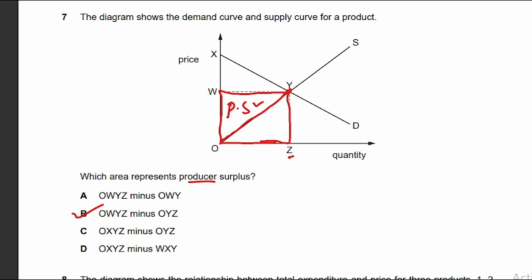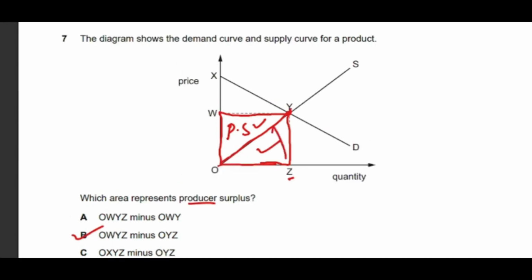So to find out this area, from this whole rectangle or box, we have to deduct this area. So this area is OYZ. If we deduct this area, then we will find out this area, that is consumer surplus, triangular area.